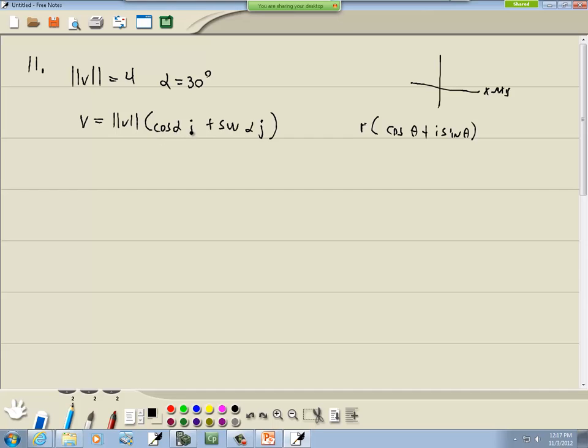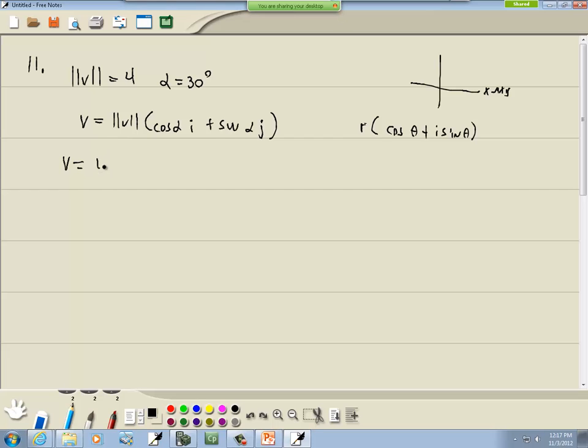And over here, remember our i, our unit vector, that's based upon our x-axis. And then j is based upon our y-axis, unit vector-wise. And sine is based upon our y-axis. So they tie hand in hand. So there's nothing new about this formula.